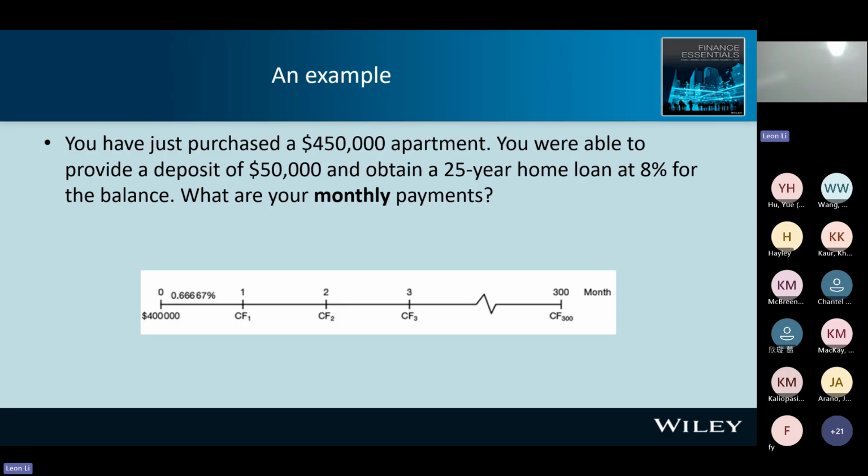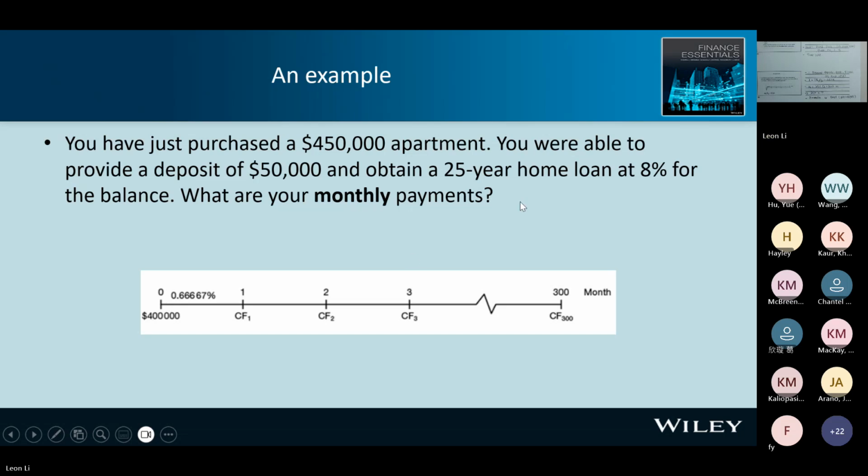Again, first address the timeline. You need to borrow money for your apartment. The apartment is $450,000 and you have a deposit of $50,000. That means you will borrow. So how much money do you have to borrow today? $450,000 minus $50,000, so you borrow $400,000 today. So draw the timeline. You can see $400,000 today. This is the amount you borrow today.